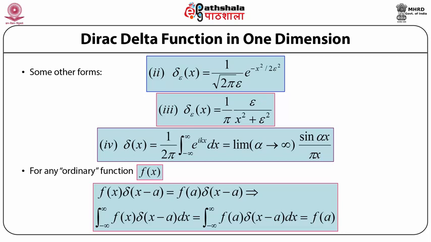Rewriting this equation and taking the integral on both sides with respect to x, we get the integral of the function f(x) times delta(x minus a) dx, with limits from minus infinity to plus infinity, is equal to the integral of f(a) times delta(x minus a) dx, with limits minus infinity to plus infinity, and this turns out to be equal to f(a).